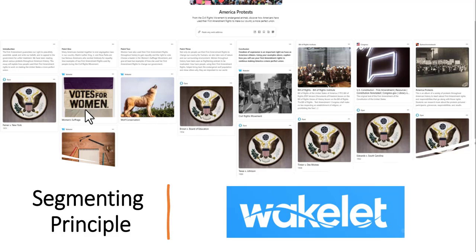So this one is going to be all resources on women's suffrage, wolf conservation, and these are topics that we were talking about with this protesting unit. And then these are all just different resources that students can have. So I've segmented them out. I've put them in a nice place for them to use. And then I've given them their directions of what they're going to be writing. So this is Wakelet.